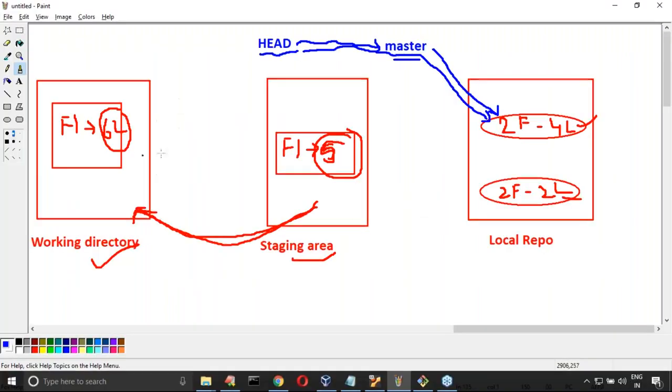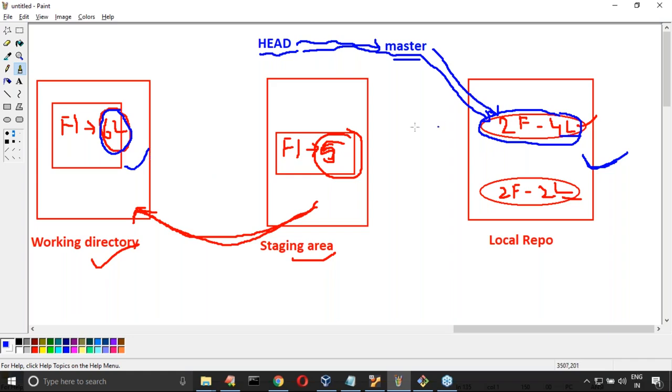Now my question is, in the last commit, file1 contains how many lines? Please respond. The last commit file1 contains 4 lines. But the working copy contains how many lines? 6 lines. Now, right to left, the last commit will become the source copy, and the working copy will become the destination copy.